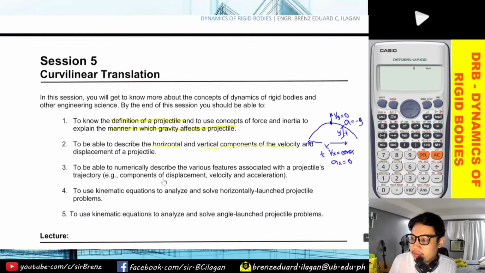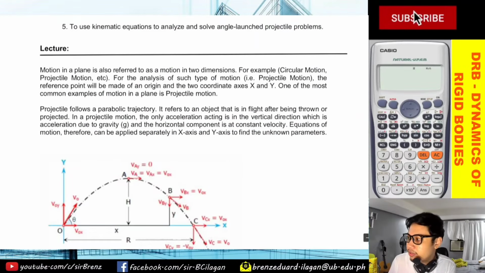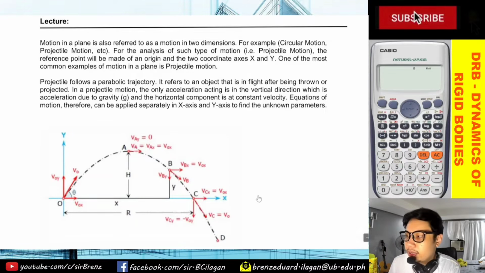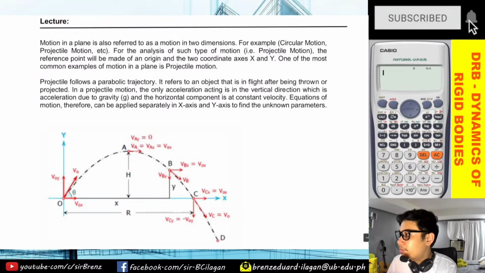Okay, so ito yung mga objective natin. Now, let's proceed with the lecture. So, basahin muna natin siya. Okay, so basahin natin yung lecture part. So, for the first paragraph.